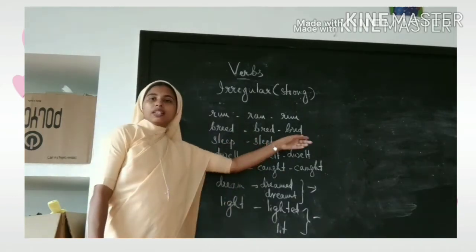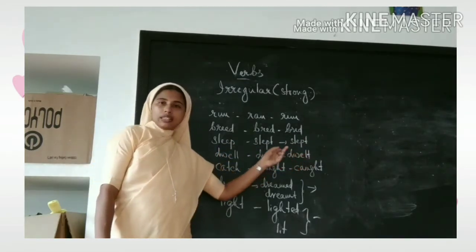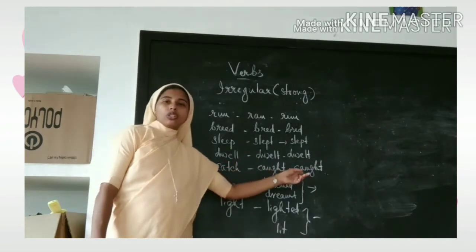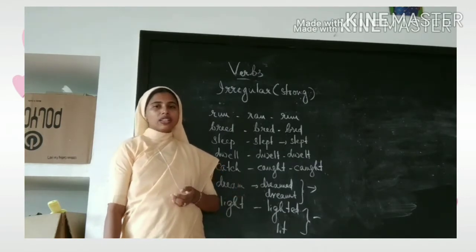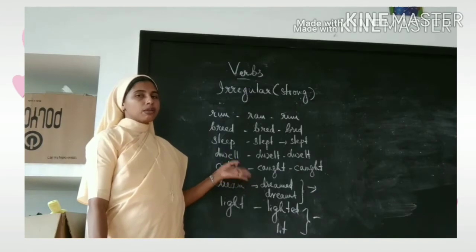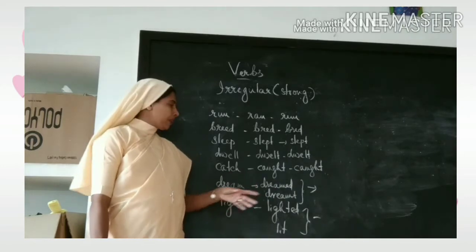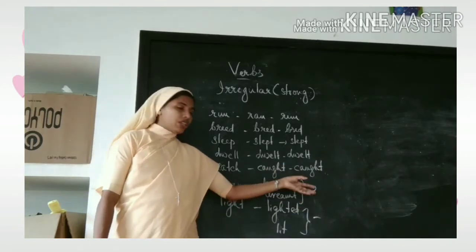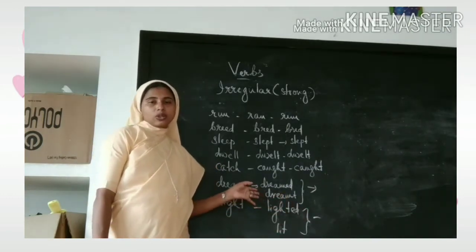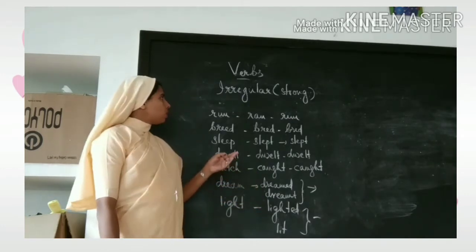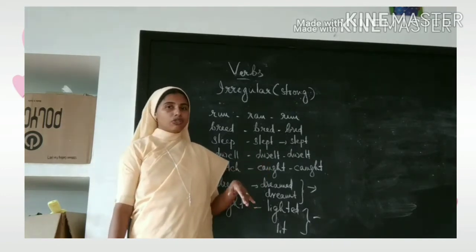Here, breed, bred, bred. Sleep, slept, slept. Dwell, dwelt, dwelt. Catch, caught, caught. Dream can be included in regular as well as irregular because it has two past and past participle forms. It can be written dreamed or dreamt. Both are right. Here past participle also dreamed or dreamt. And light, lighted, lit. Both are right. So some of these verbs can be included both in regular and irregular verb forms.